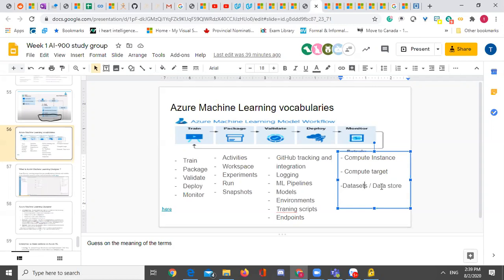So data set is for the data that you use to extract the meaning from. It can be a table, it can be some form of JSON data, anything that you use to extract the meaning from. And data store is the storage for your data. So lesson 3, please revise on that.